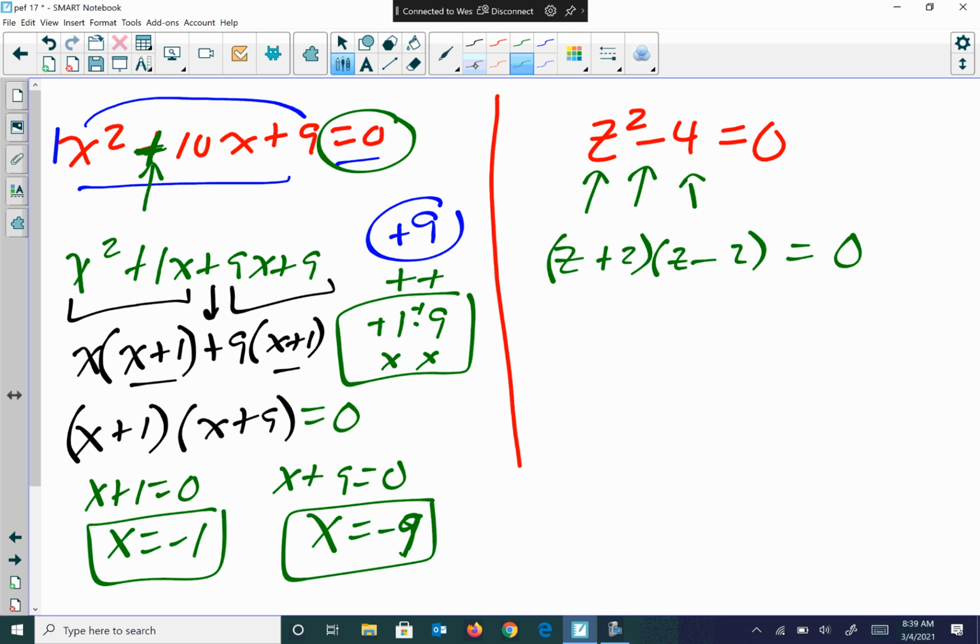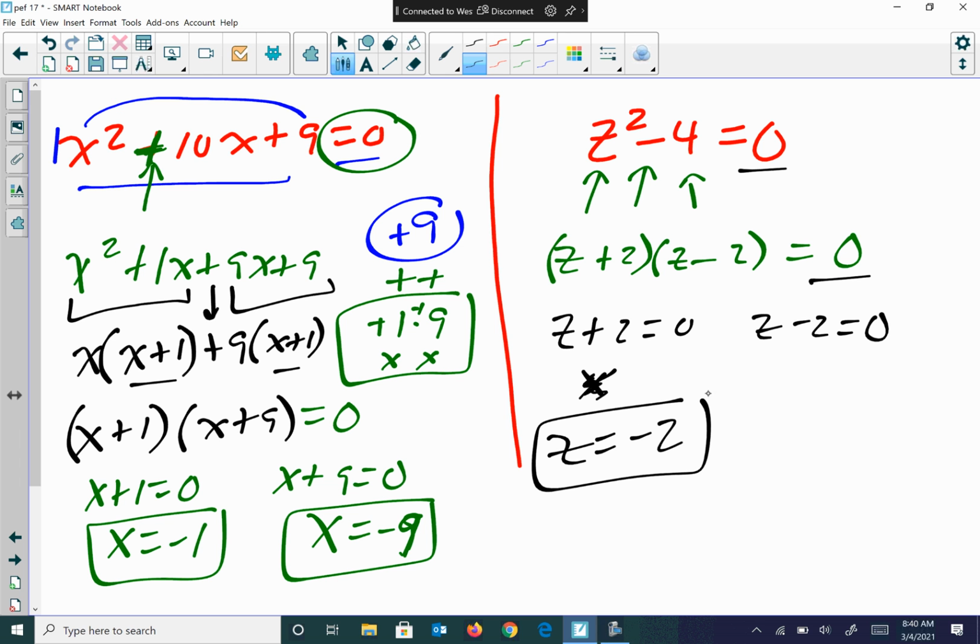All right. So then I'm going to remember it's equal to 0, so make sure you bring it down. So z plus 2 equals 0. Z minus 2 equals 0. Subtract the 2. Add the 2. That's what it comes to.